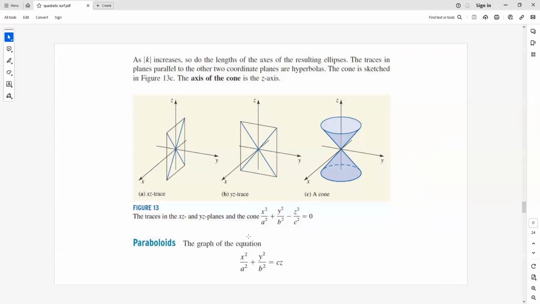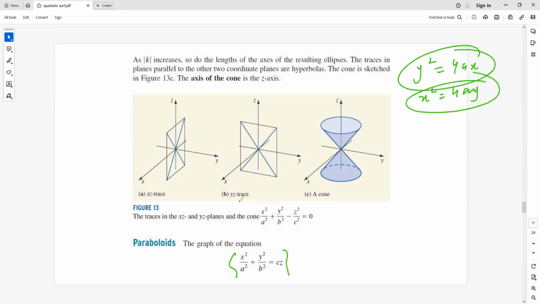And for the paraboloid, the next case is the paraboloid. Here is the equation. In two dimensions, the equation of a parabola is like y squared equals 4ax or x squared equals 4ay. Similarly, in three dimensions, it may look like x squared over a squared plus y squared over b squared equals cz. Now we can see that this thing here resembles the left side of an ellipse, right? And we can now see how its trace works, right?